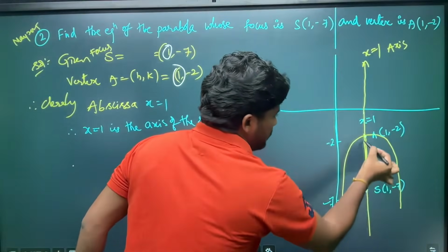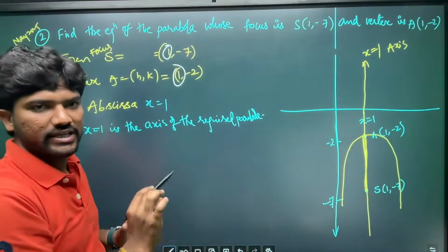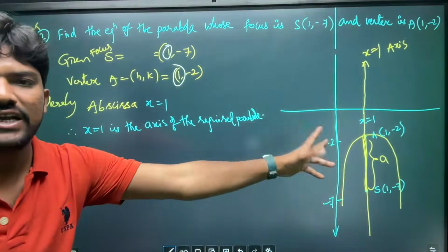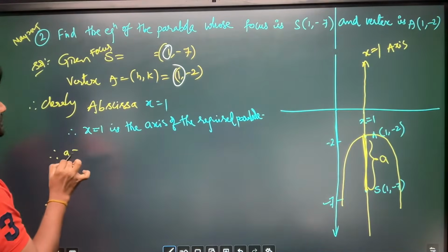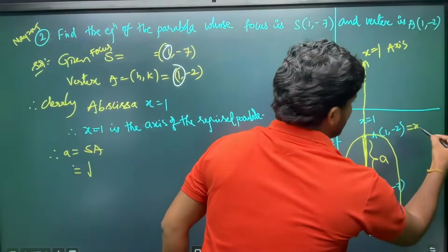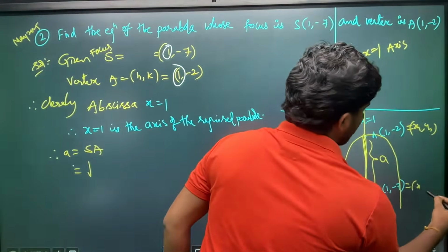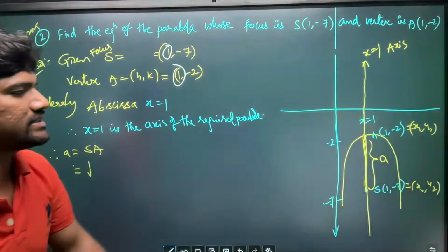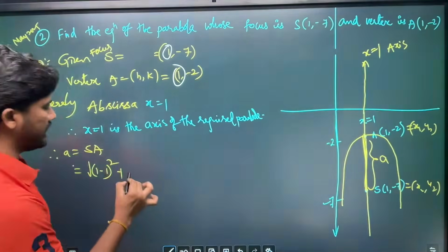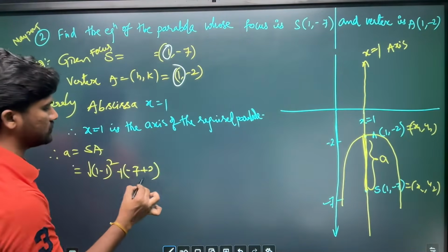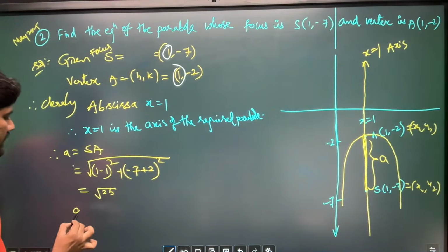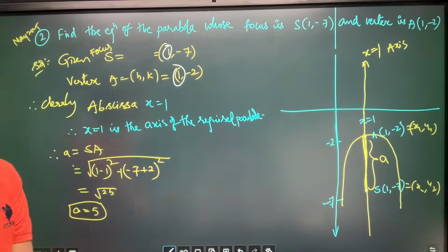Now, what do you need, ma? You have h and k. What do you need to find the parabola equation? What is small a? The distance between them. So therefore small a is equal to SA. Tell me, take x1, y1 and x2, y2. x2 - x1, that is 1 - 1 whole square, plus y2 - y1, that is -7 - (-2), whole square. So under the root, what do we get, ma? √25. √25 means a is equal to 5. a is equal to 5.